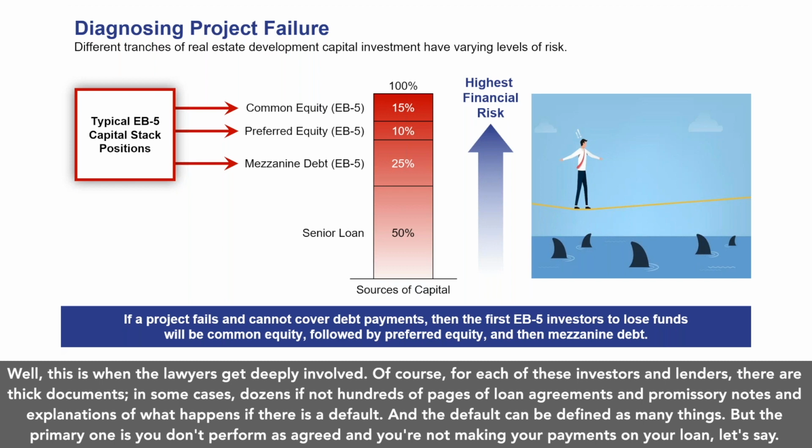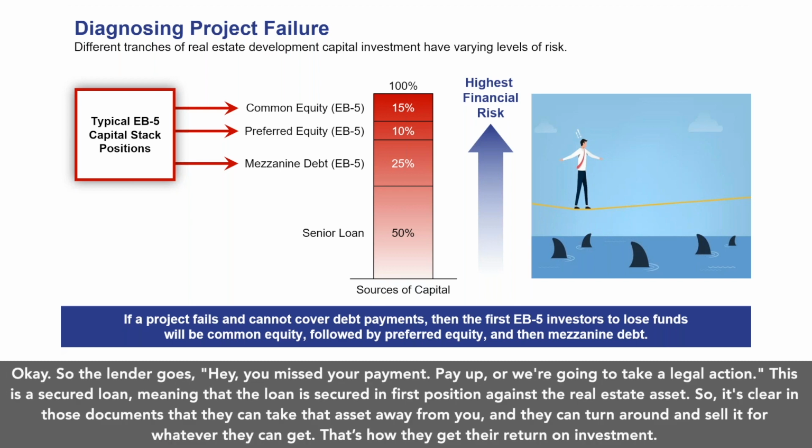Sure. Well, this is when the lawyers get deeply involved. Each of these investors and lenders has thick documents, in some cases dozens, if not hundreds of pages of loan agreements and promissory notes and explanations of what happens if there is a default. A default can be defined as many things, but the primary one is you don't perform as agreed and you're not making your payments on your loan. So the lender says, you missed your payment, pay up, or we're going to take legal action. This is a secured loan, meaning the loan is secured in first position against the real estate asset. So it's clear in those documents that they can take that asset away from you and turn around and sell it for whatever they can get.